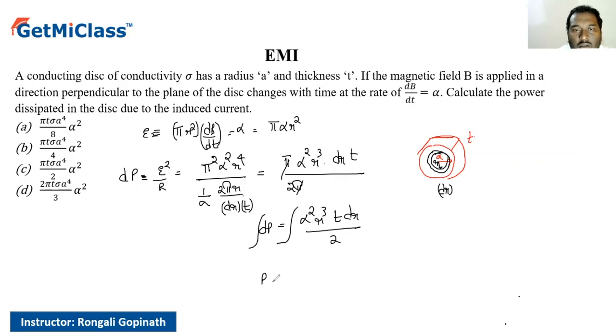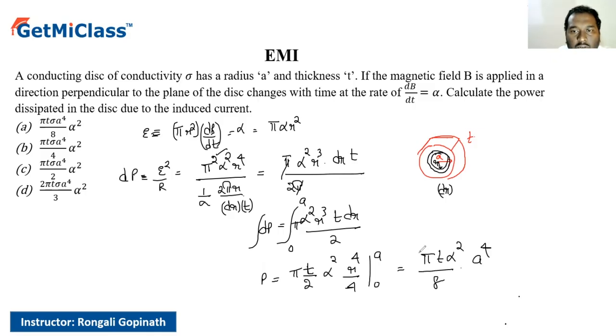Integrating on either side, R is going from 0 to A, which is half alpha square sigma R power 4 by 4, limits of integration are 0 to A, into T. Right. So only one pi is left. There is one pi here, because here we have pi square and pi, so one pi is still left. That would make it pi T alpha square by 8 into A power 4.